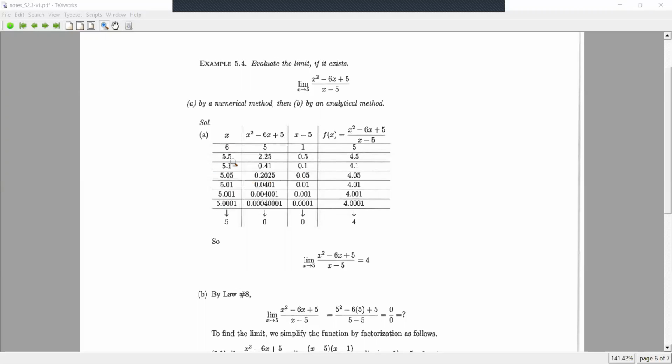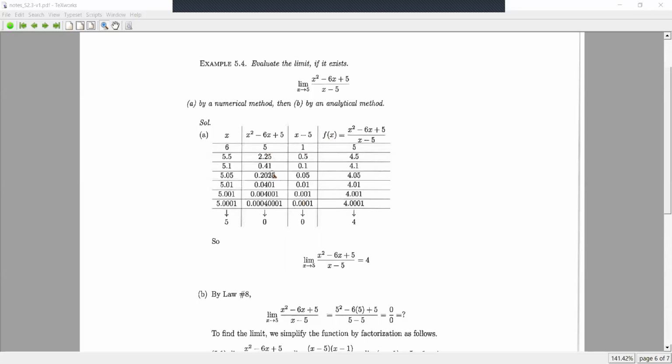For example, when x is 6, the value of numerator is 6 squared minus 6 times 6 plus 5, which is 5. The value of denominator is 6 minus 5. It is 1. The function value is numerator over denominator. It is 5 over 1. So function value at 6 is 5.